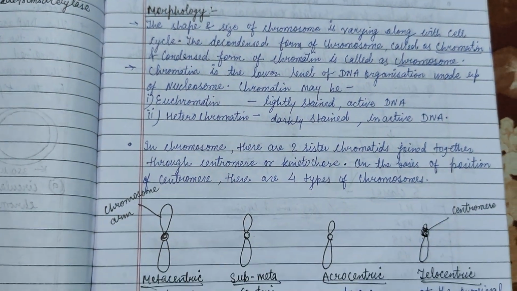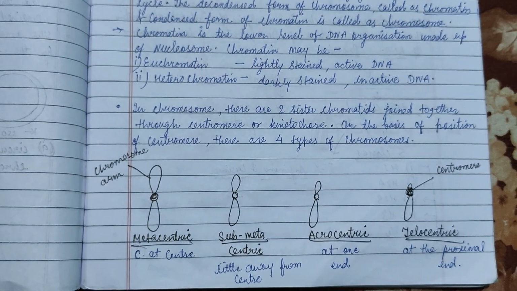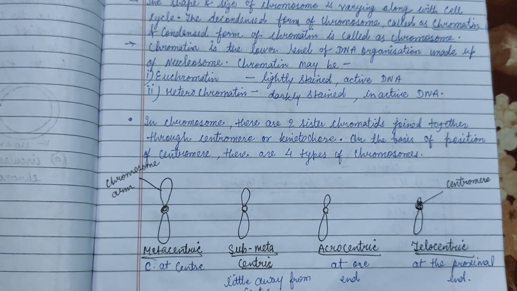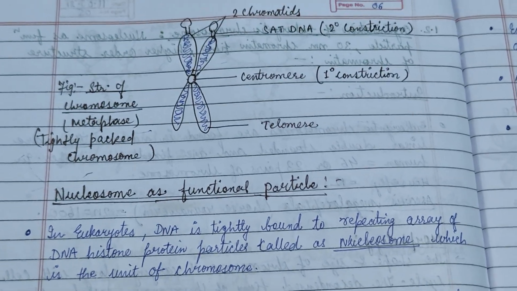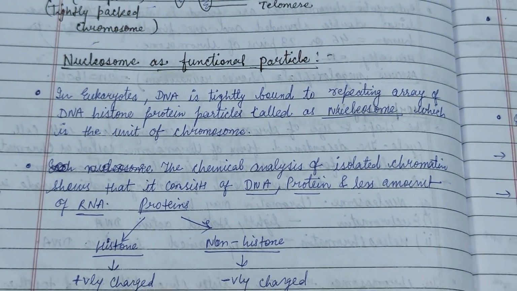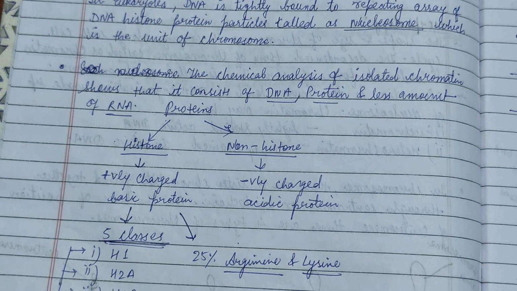Morphology, the heterochromatin, the nucleosome, eukaryotic, and the metacentric, submetacentric, acrocentric and telocentric are the positions of the centromere in the chromosomes. Nucleosome as a functional particle: eukaryotic DNA is tightly bound to a repeating array of DNA-histone protein particles called the nucleosome, which is the unit of the chromosome.